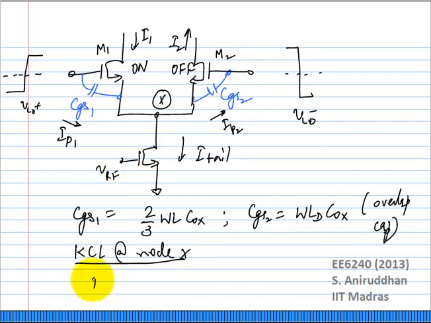So, the current flowing into the node is I1 plus IP1. The current flowing out of that node is I2 plus IP2 plus I tail. So let me just call that IP.